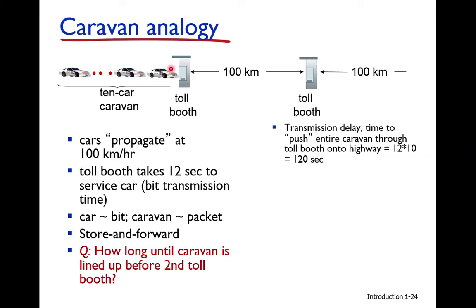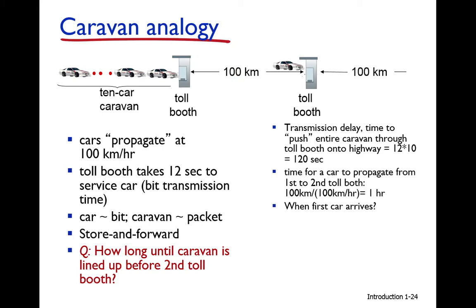Okay. So, for example, when the first car is processed in 12 seconds, in those 12 seconds the first car is moved over the link. When it comes on the link, then it moves toward the second toll booth. So how much time does it take? It takes 1 hour. Why? Because the distance is 100 kilometers and its moving speed is, suppose, 100 kilometers per hour. So if the moving speed is 100 kilometers per hour, it means that it will take 1 hour.